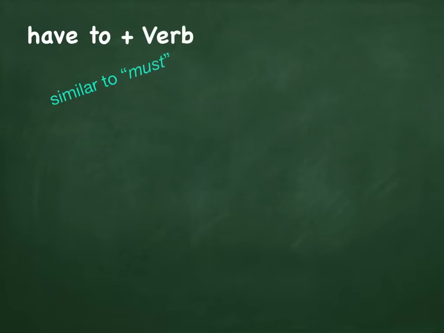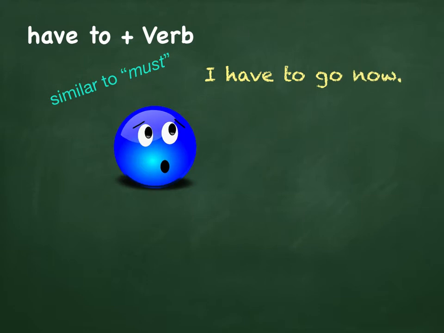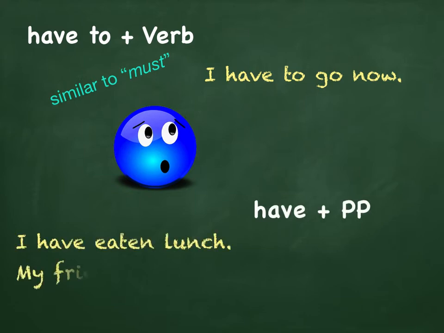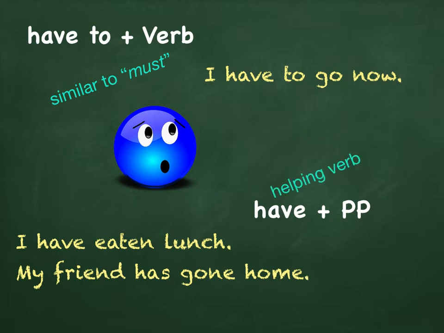Do you know this form? It's like must, and it's not the same as the have verb. And then there is have plus the past participle. In this case, have is only a helping verb. Again, it has no connection to the verb to have. These are topics for another video.